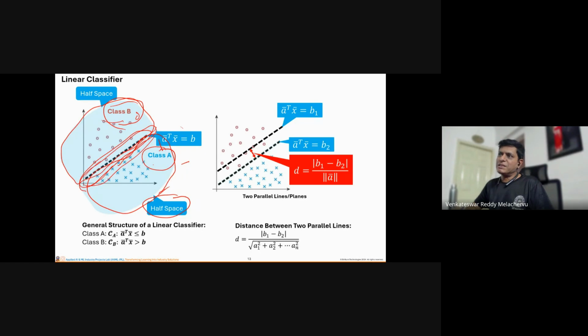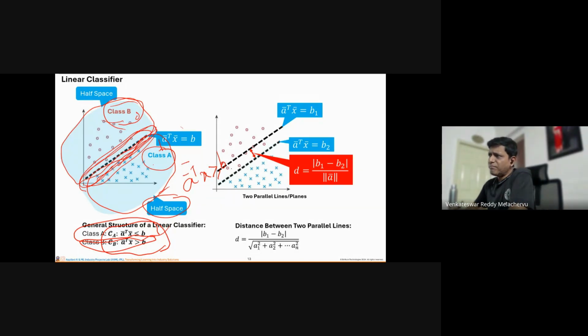And of course, this line, we just talked about how you represent this straight line or linear transformation mathematically. It is A bar transpose X is less than or equal to B. So a half space can be represented using this inequality. Anything less than or equal to B is one class, in this case class A, and anything greater than B is the other class. So this is the mathematical representation of a linear transformation, and particularly linearly separable classes in the context of binary classification.